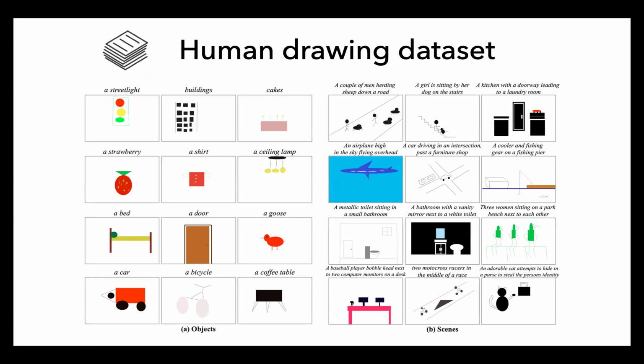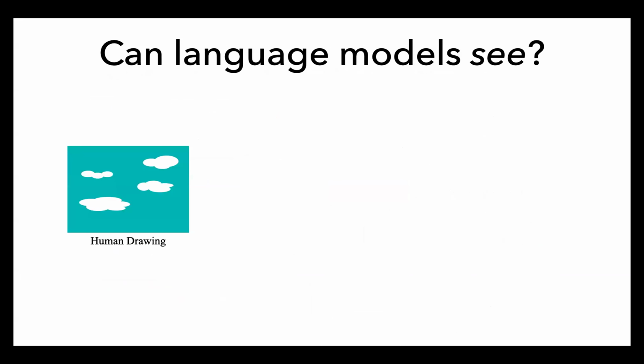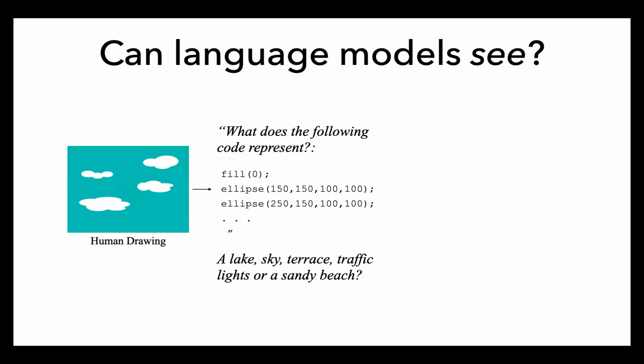They have simple prompts like draw a strawberry, and they make this kind of funny looking strawberry. They're pretty good. They're not quite as good as the LLMs at drawing scenes, but they're okay. And we can now ask, can a language model understand those images when represented as the code that renders them? So here's the human drawing, and we prompt the language model, what does the following code represent? We give it the code that matches the human drawing, and then we give it a multiple-choice task: is this a lake next to a terrace and with traffic lights, or is it a sandy beach?